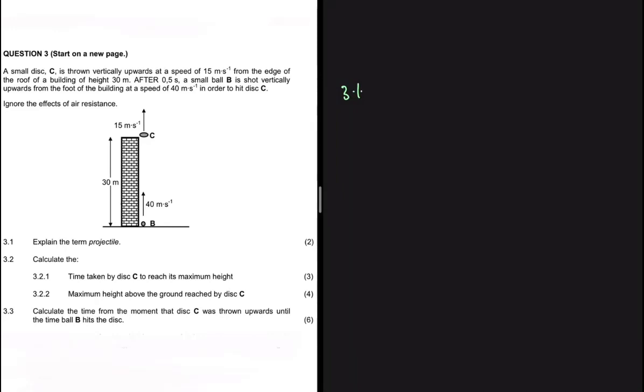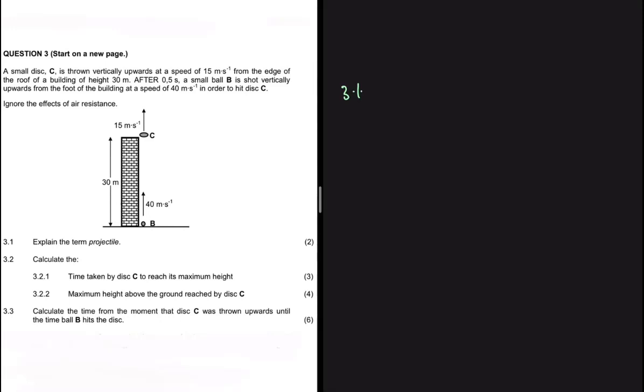Projectile is an object, and free fall is a motion. So the definition of projectile says that it's an object in which the only force acting is gravity. And free fall, on the other hand, is the motion of an object in which the only force acting is gravity. So the only difference is that projectile is an object, and free fall is the motion of an object, in which the only force acting is gravity.